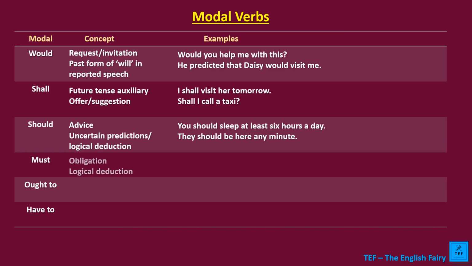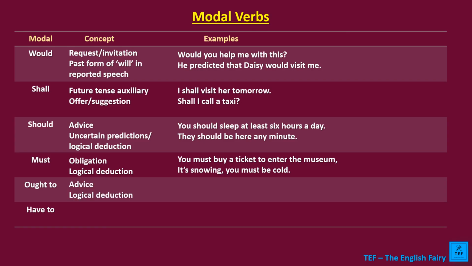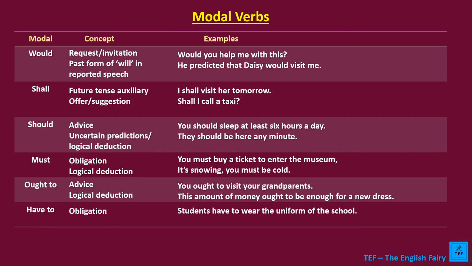Must. Obligation. You must buy a ticket to enter the museum. Logical deduction. It's Nolan, you must be tired. Ought to. Advice. You ought to visit your grandparents. Logical deduction. This amount of money ought to be enough for a new dress. Have to. Obligation. Students have to wear a uniform for the school.